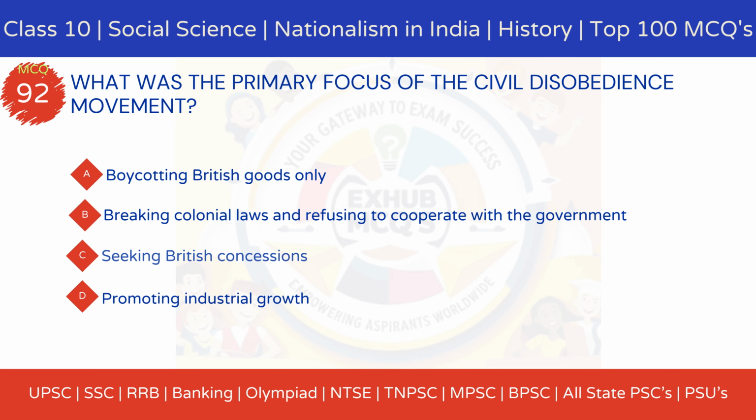MCQ 92. What was the primary focus of the civil disobedience movement? Option A. Boycotting British goods only. Option B. Breaking colonial laws and refusing to cooperate with the government. Option C. Seeking British concessions. Option D. Promoting industrial growth.